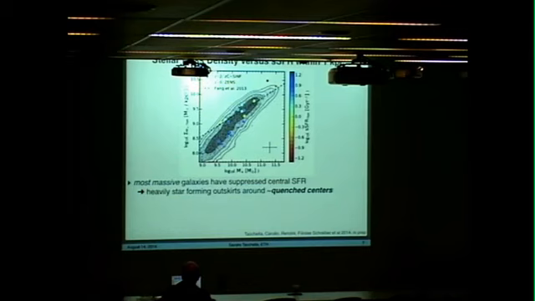Now, when we look at the specific star formation rate within 1 kiloparsec, we actually find that the specific star formation rate of these galaxies is heavily reduced. So they are not really actively forming stars anymore in their center. So this implies that their star formation is actually mostly in their outskirts. Mostly the star formation is happening in the outskirts.